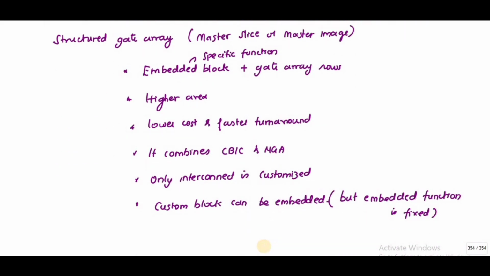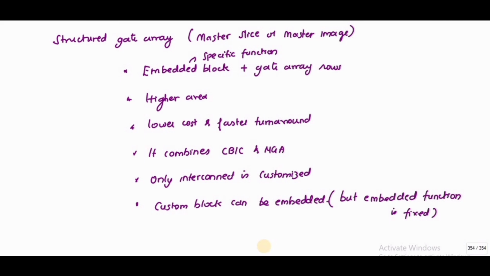So the last one is structured gate array. It is also called master slice or master image. It has an embedded block whose specification is already decided while manufacturing itself, plus it has gate array rows. Okay. So this embedded block is used for the specific applications. So it has a higher, large area. Okay. So it is of lower cost, and it has a faster turnaround. So it combines CBIC and MGA, and here only the interconnect is customized.